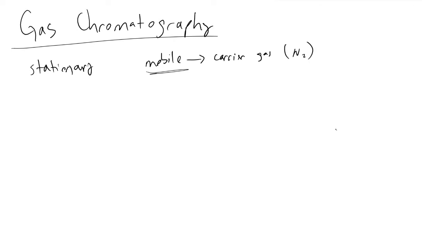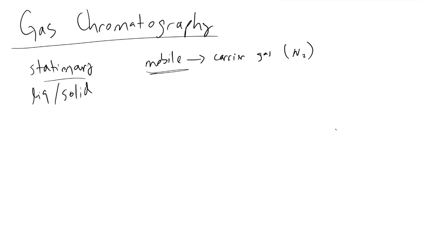spectroscopy later. And so the way it works is, like any other form of chromatography, we rely on a stationary phase and a mobile phase. And in the case of gas chromatography, our mobile phase will be some kind of carrier gas. And generally it'll be like nitrogen. And the stationary phase can be a liquid or a solid.